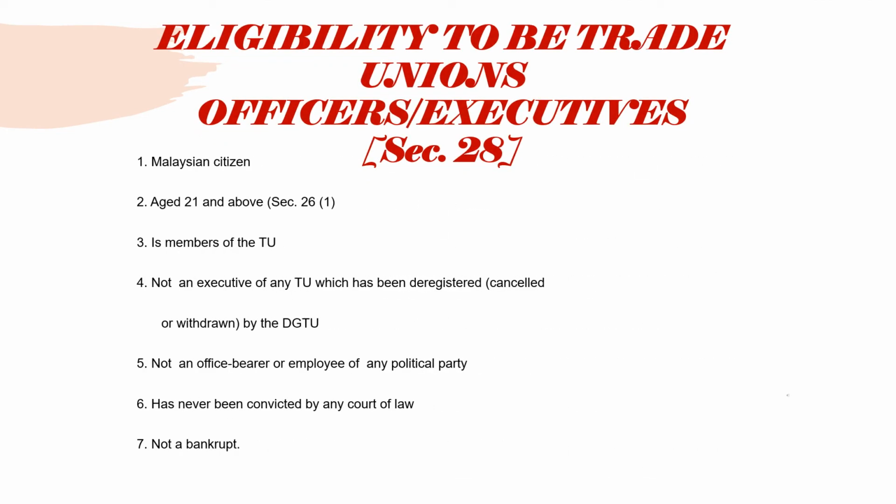Those who are eligible to be trade union officers or executives are as follows. They must be Malaysian citizens, aged 21 and above, a member of the trade union, not an executive of any trade union which has been deregistered, cancelled or withdrawn by the Director General of Trade Unions as a result of contravening the law, not an office bearer or employee of any political party, has never been convicted by any court of law for breach of trust, extortion or intimidation, and also not a bankrupt.